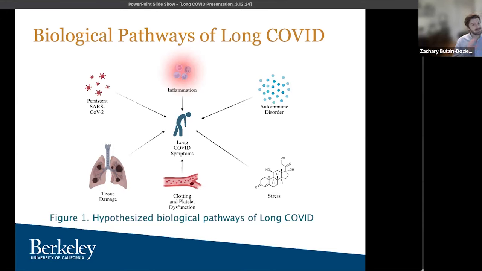So for all of these different pathways, there are different potential biomarkers that might be objective ways that we can measure impairment of these different systems that then might contribute to long COVID. Not only could we measure these different biomarkers, but we could also perhaps intervene on them to reduce or prevent long COVID.